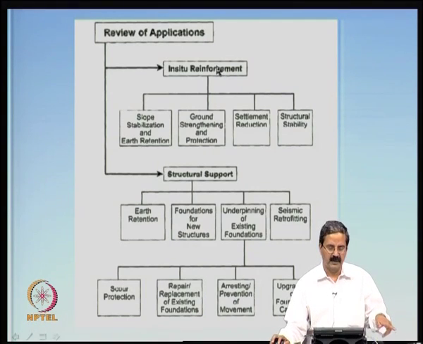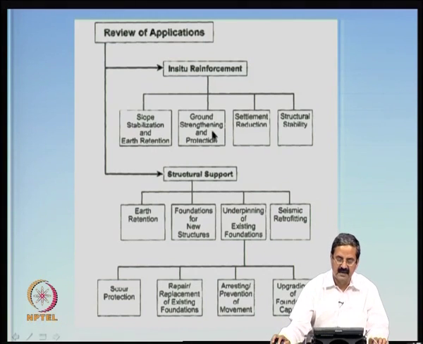Suppose you put micropiles or piles along the slip surface, the failure surface. The possibility is that the failure surface will not develop. Earlier there was a failure surface that was occurring, but once you put these micropiles, it will not happen. So we stabilize the slopes using micropiles. We call it slope stabilization, earth retention, ground strengthening and protection, settlement reduction. In fact, there is a possibility that there is a lot of settlement, but if you introduce these micropiles, settlement can be reduced, and structural stability as well. That is in the case of reinforcement, what we call in situ reinforcement.